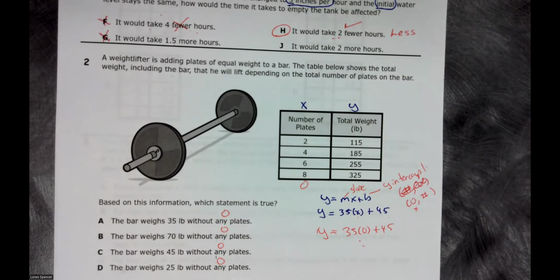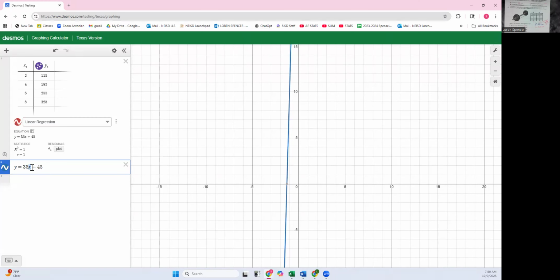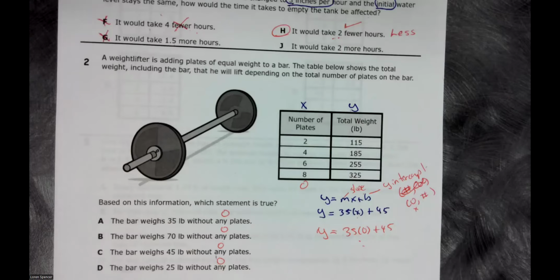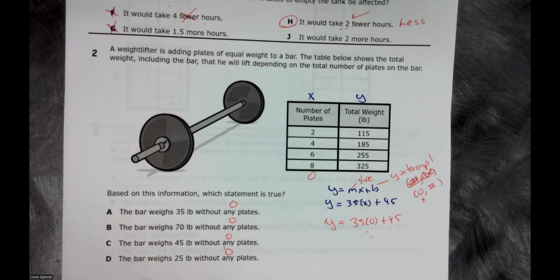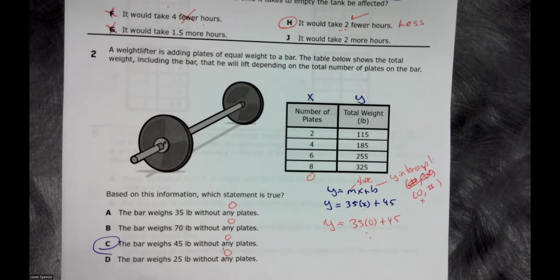So let's do that real quickly. I'm going to switch back over to Desmos and just drop that in. So put in 0 for x. I always plug in parentheses. And I get 45. Oh, the bar weighs 45 pounds without any plates. And guess what? That's answer choice C. We're done. Moving on to number 3.